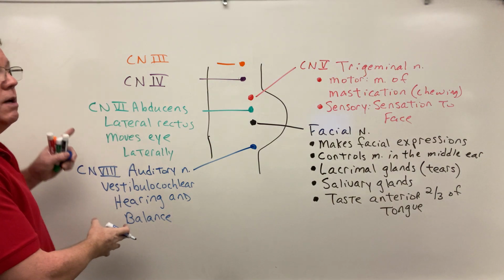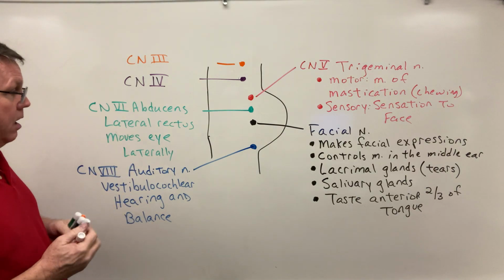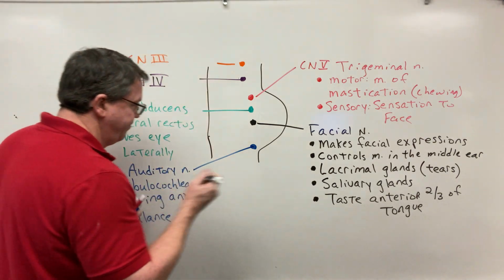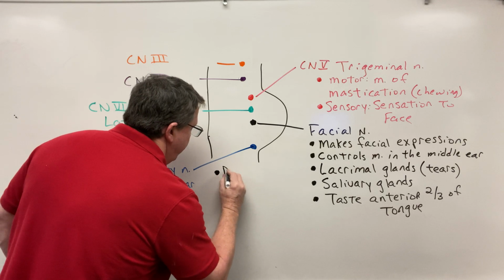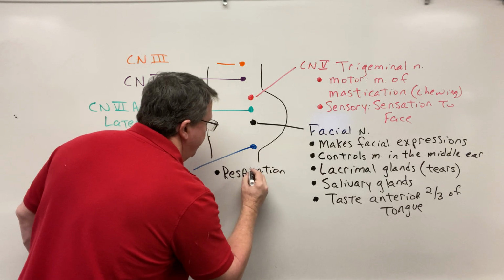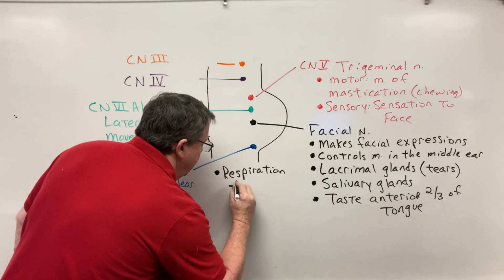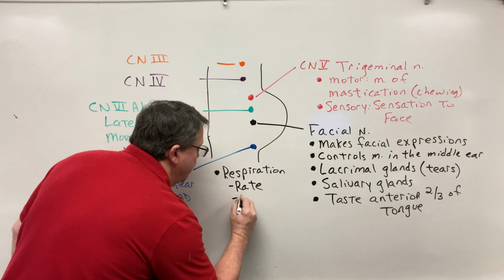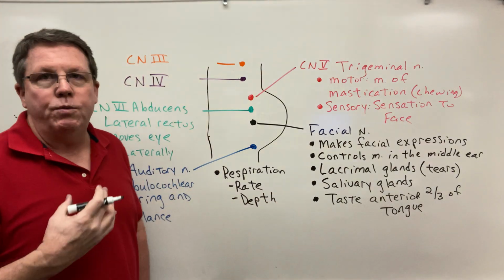Okay, so these are some of the functions that happen in the pons. Now, some other things that happen in the pons. The pons is also responsible for your respiration. All right, you have respiration centers in your pons. So basically it's responsible for your breathing rate, so the rate of your respirations, right? It's also responsible for the depth of your respirations. Okay, how deep you breathe.